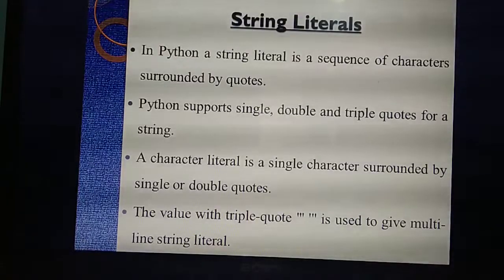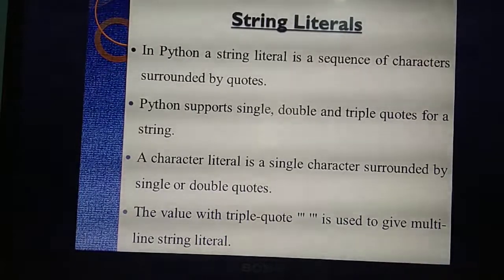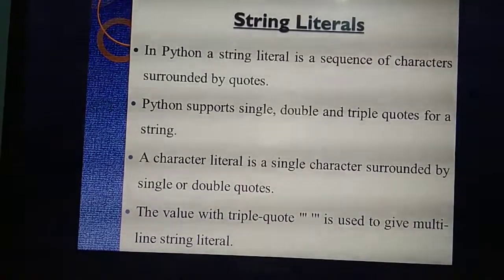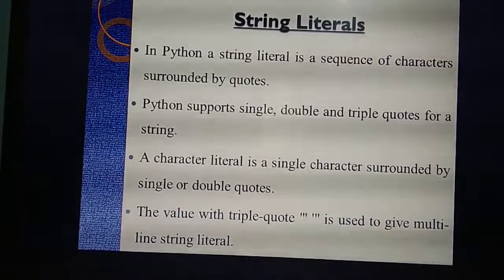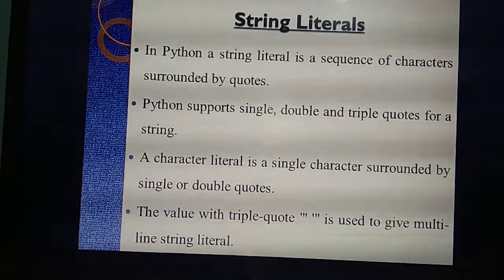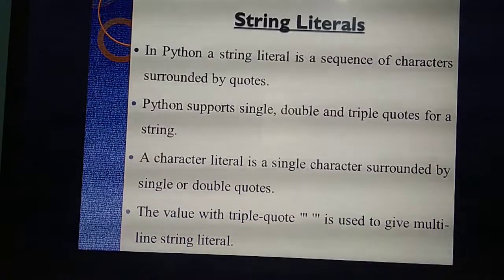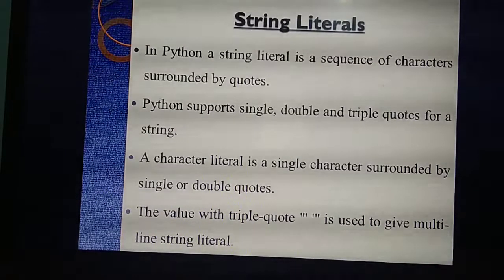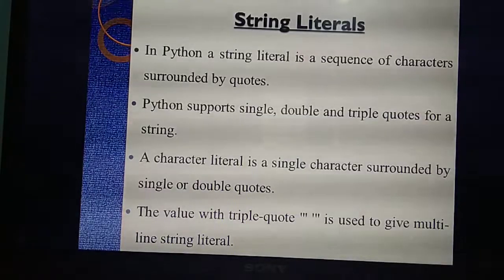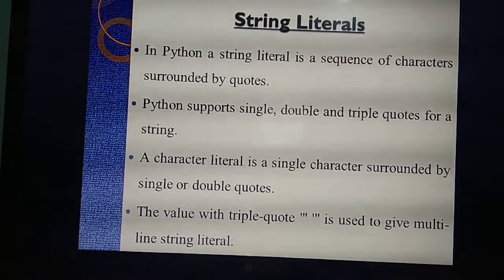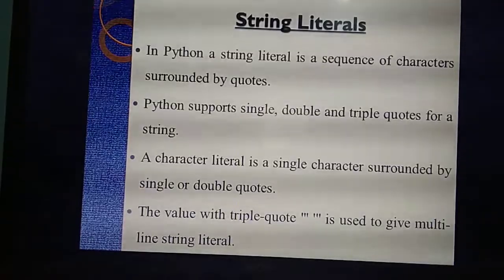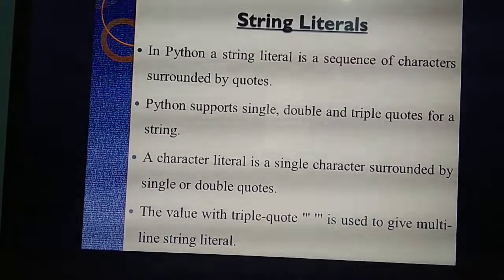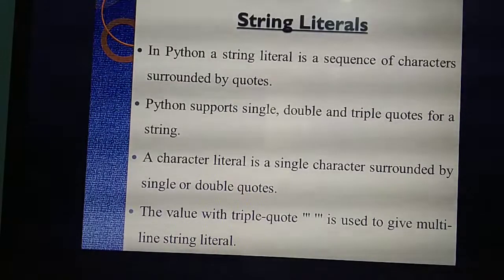Okay. So this Python language supports single quotes, double quotes, and triple quotes for a string. For example, take the same example, the word computer. That same word you can give inside single quotes or double quotes or triple quotes. Normally, when we give a particular important word or important sentence, you give it inside single or double quotes. That's normal, isn't it?